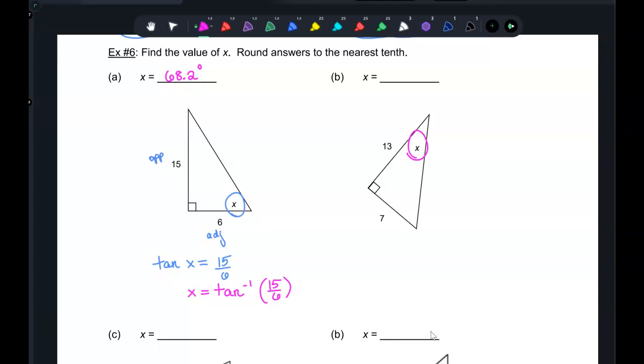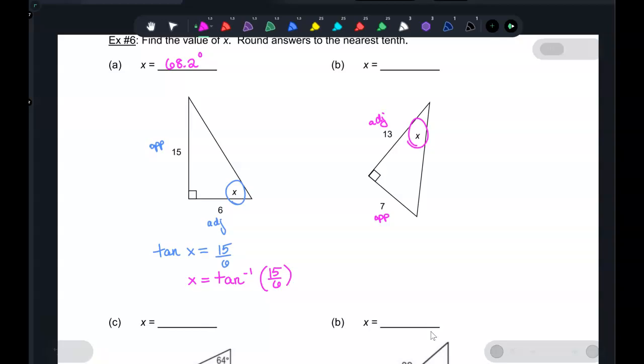Okay, now this one is tan. This one's tangent again, 7 over 13. So x is equal to tangent inverse of 7/13. Again, there's not a lot of computational math that we're doing, but I do want you to show just the setup. I want you to show these two steps, and then from here you just plug it into your calculator.